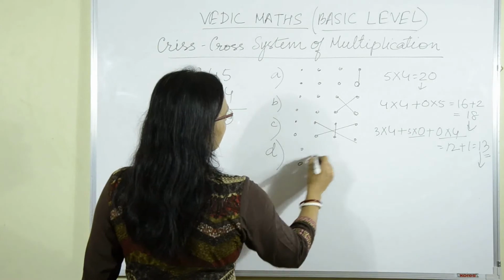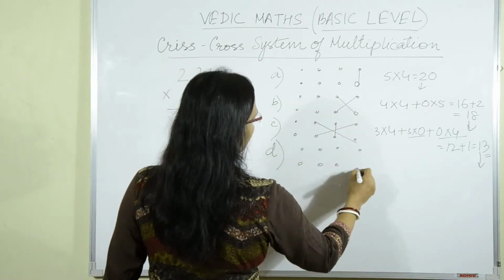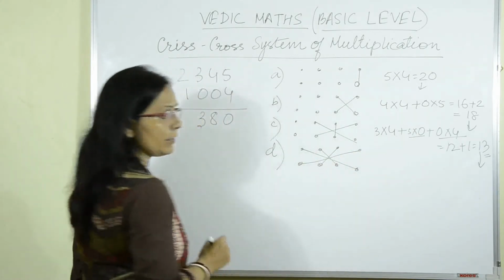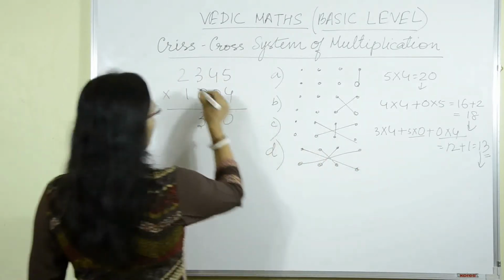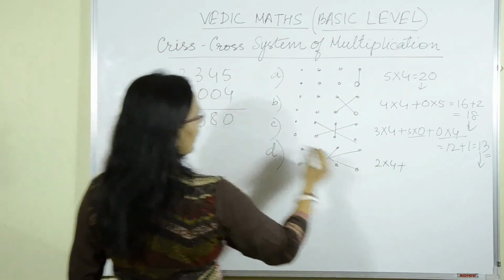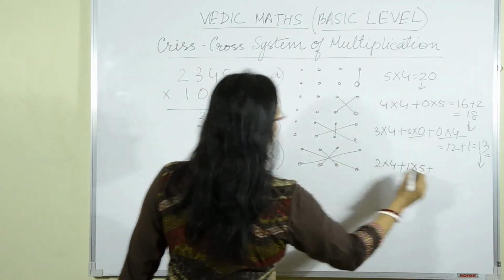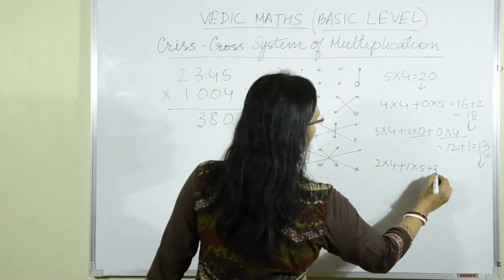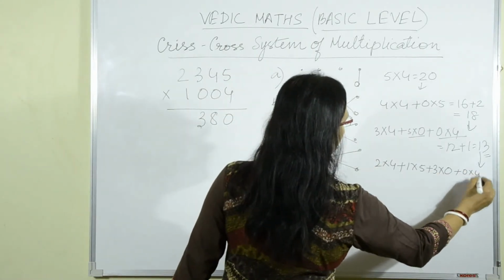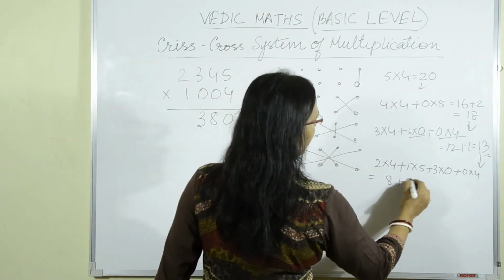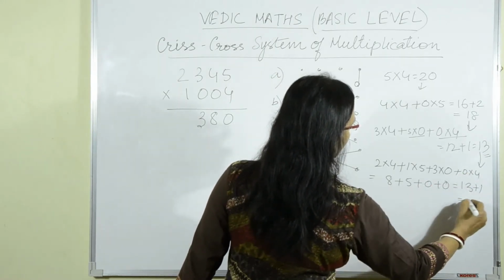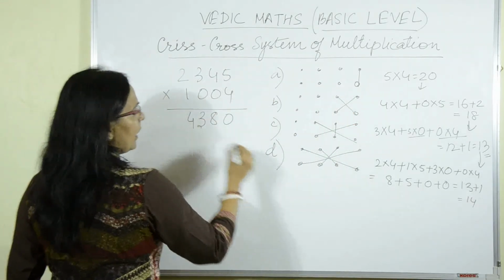Now when I come to the D part, the next step, this is what I am going to do. All crisscross. This and this, that means 2 into 4 plus 1 into 5 plus 3 into 0 plus 4 into 0 or 0 into 4, whatever you can say. Now this is 8 plus 5 plus 0 plus 0, and we get 13, and this 1 is added here, it becomes 14. I write 4, I carry 1.